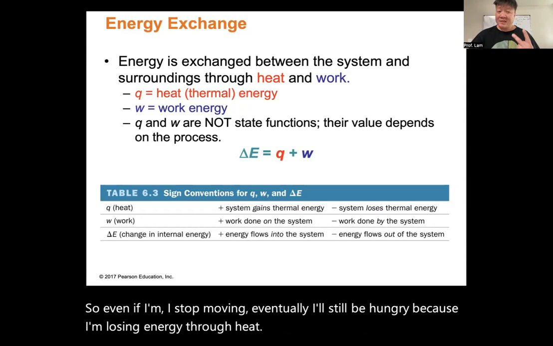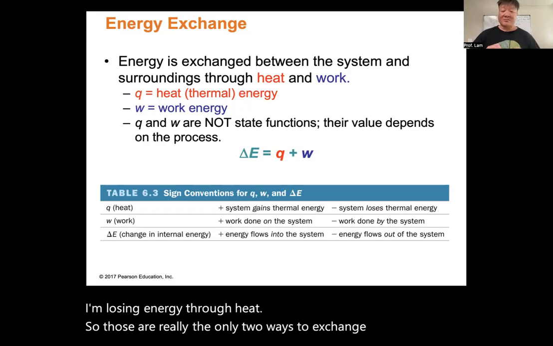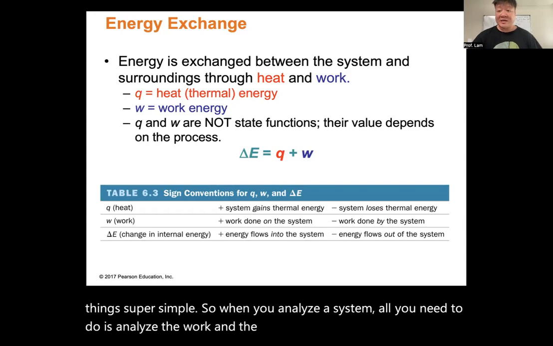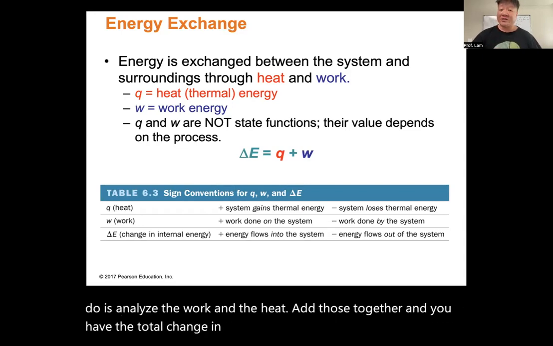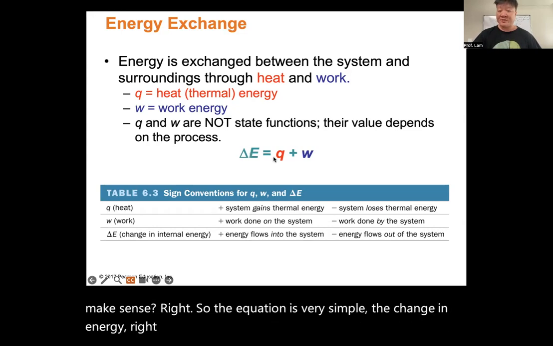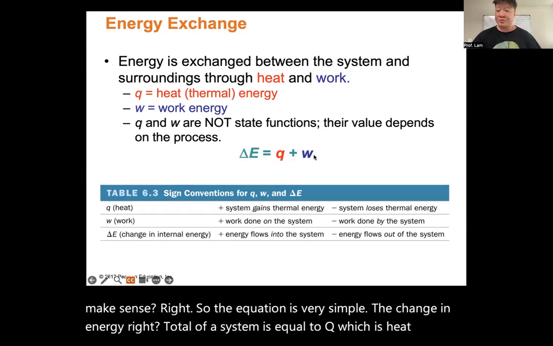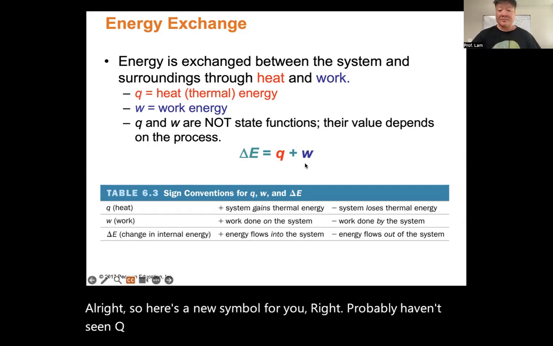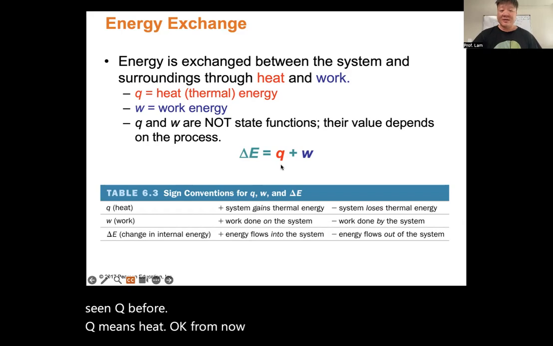Okay. So those are really the only two ways to exchange energy. It makes things super simple. So when you analyze a system, all you need to do is analyze the work and the heat, add those together, and you have the total change in energy of the entire system. Does that make sense? All right. So the equation is very simple. The change in energy of a system is equal to Q, which is heat, plus W, which is work. So here's a new symbol for you. Probably you haven't seen Q before. Q means heat. From now on, when you see that, Q means heat or thermal energy.